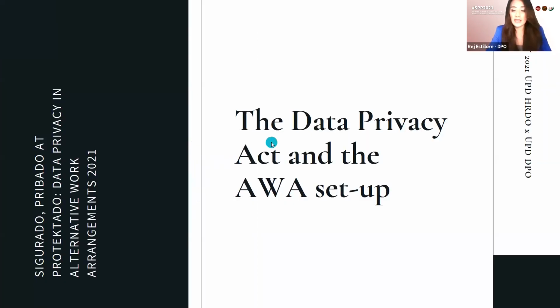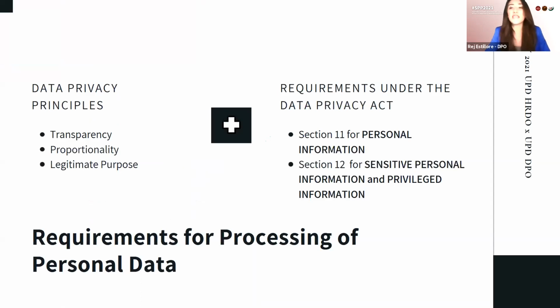So ano ba ang sinasabi sa atin? Ano ba ang sinasabi sa atin ng Data Privacy Act when it comes to the processing of personal information? May nire-require ang Section 11 sa atin. We have to observe the 3 data privacy principles yung na-discuss earlier, which is transparency, proportionality, and legitimate purpose, plus yung requirements under the Data Privacy Act, which is compliance with Section 12 kung sakaling it's personal information, or Section 11 or Section 13 in case it is sensitive personal information or privileged sensitive personal information or privileged information.